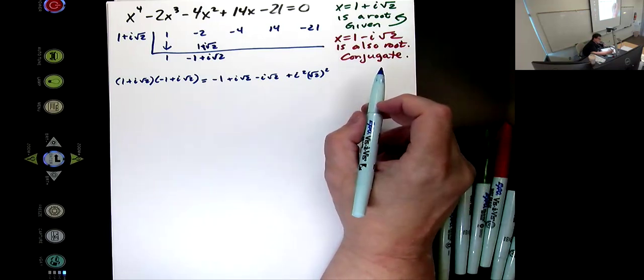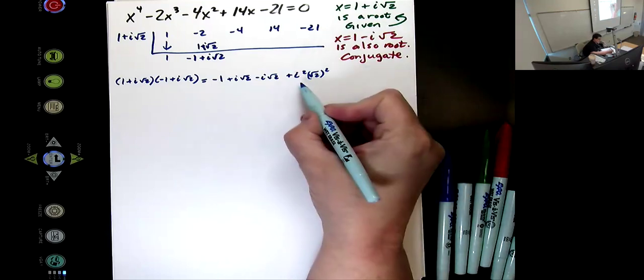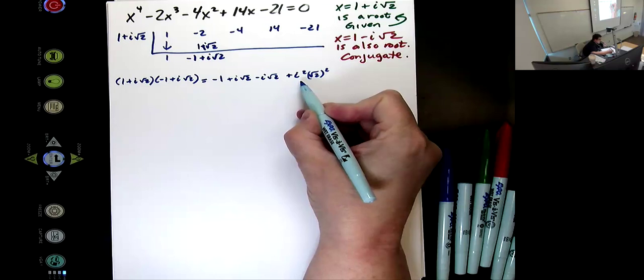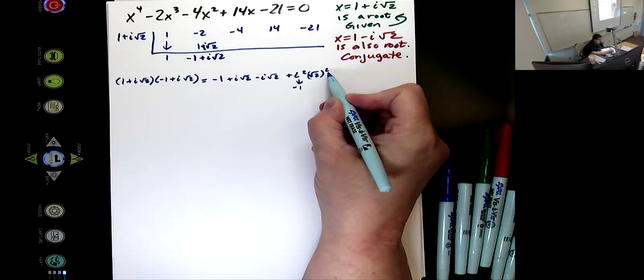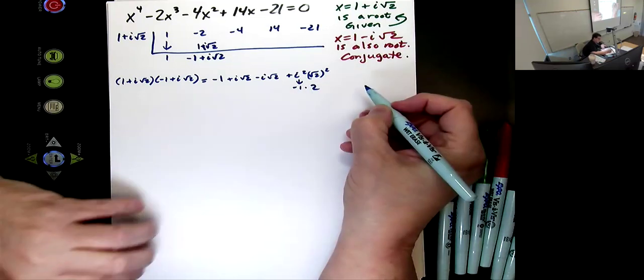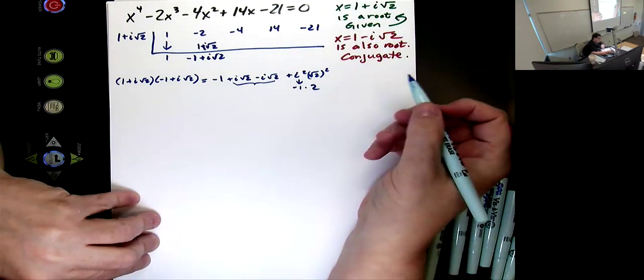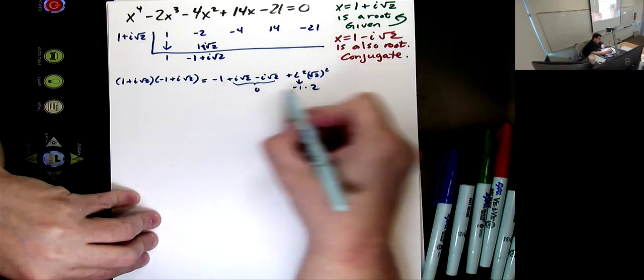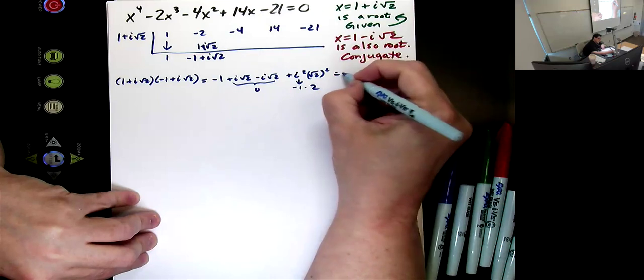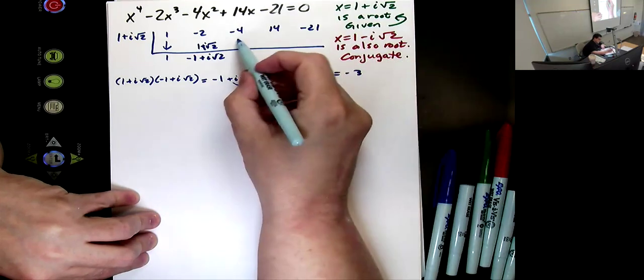I haven't finished dealing with anything yet. I just multiplied everything out. What's i squared? Negative 1. So that part's negative 1. What's square root of 2 squared? 2. What happens with these? Well, they cancel. So I just have negative 1 minus 1 times 2 is negative 3. Boom.